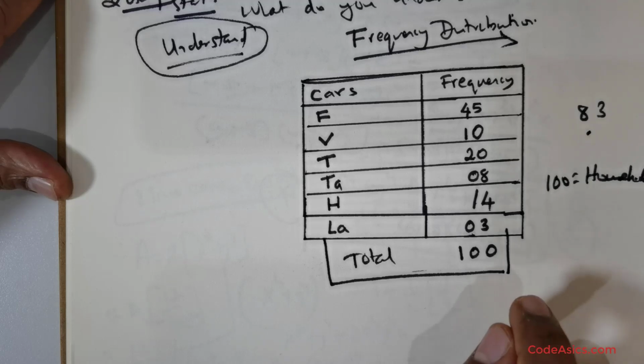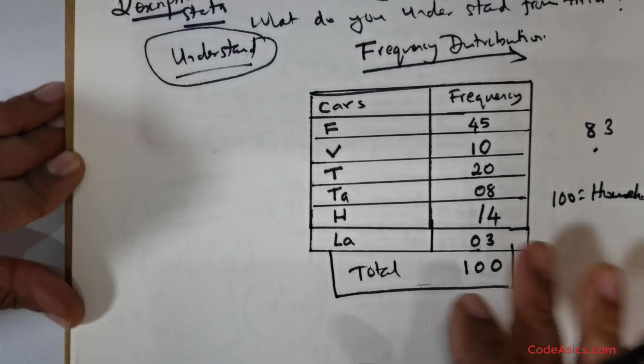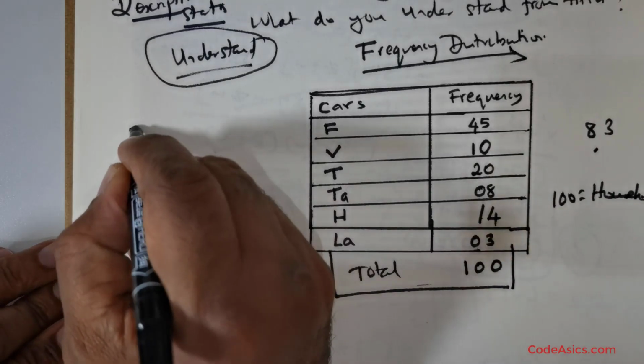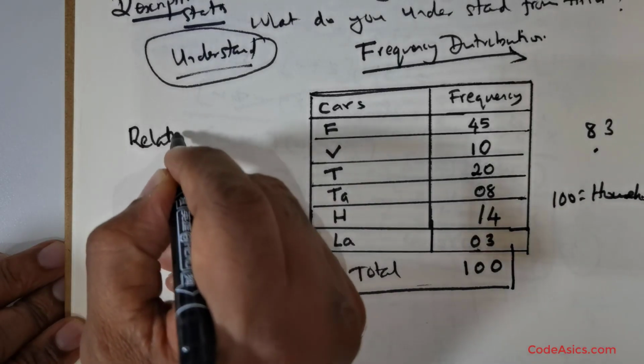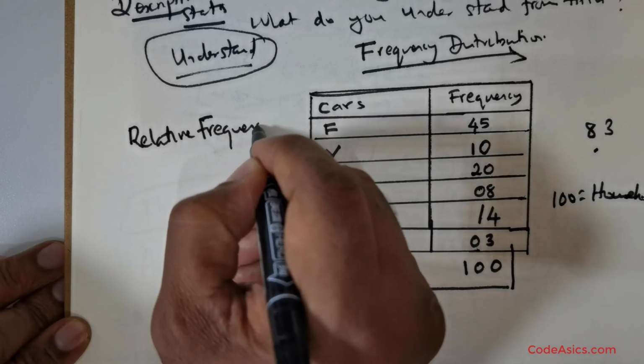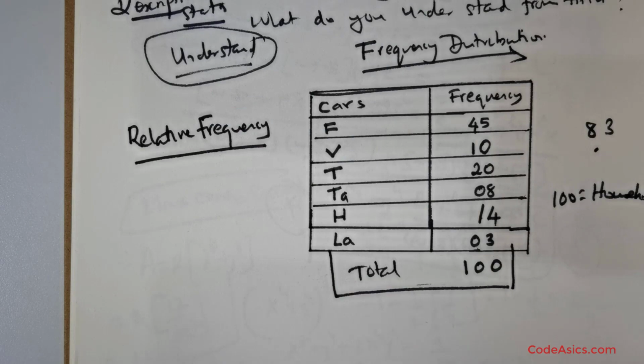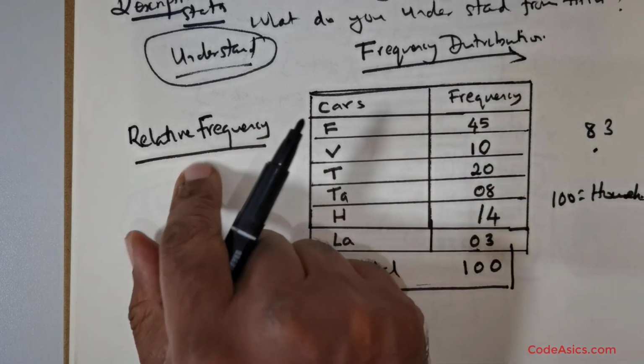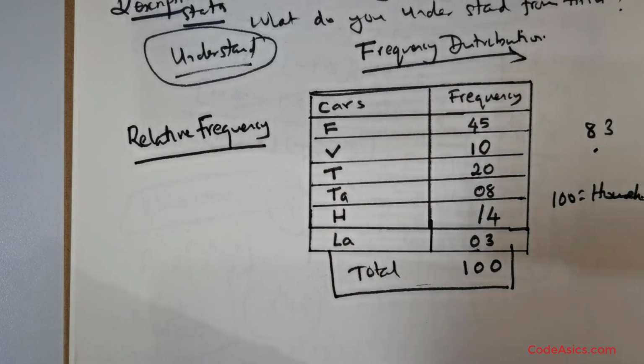Now after we have got this, we have to move on to what is called relative frequency. Many students confuse themselves between frequency distribution and relative frequency. What is the difference between relative frequency and frequency distribution? Can anyone tell me in the comment section?